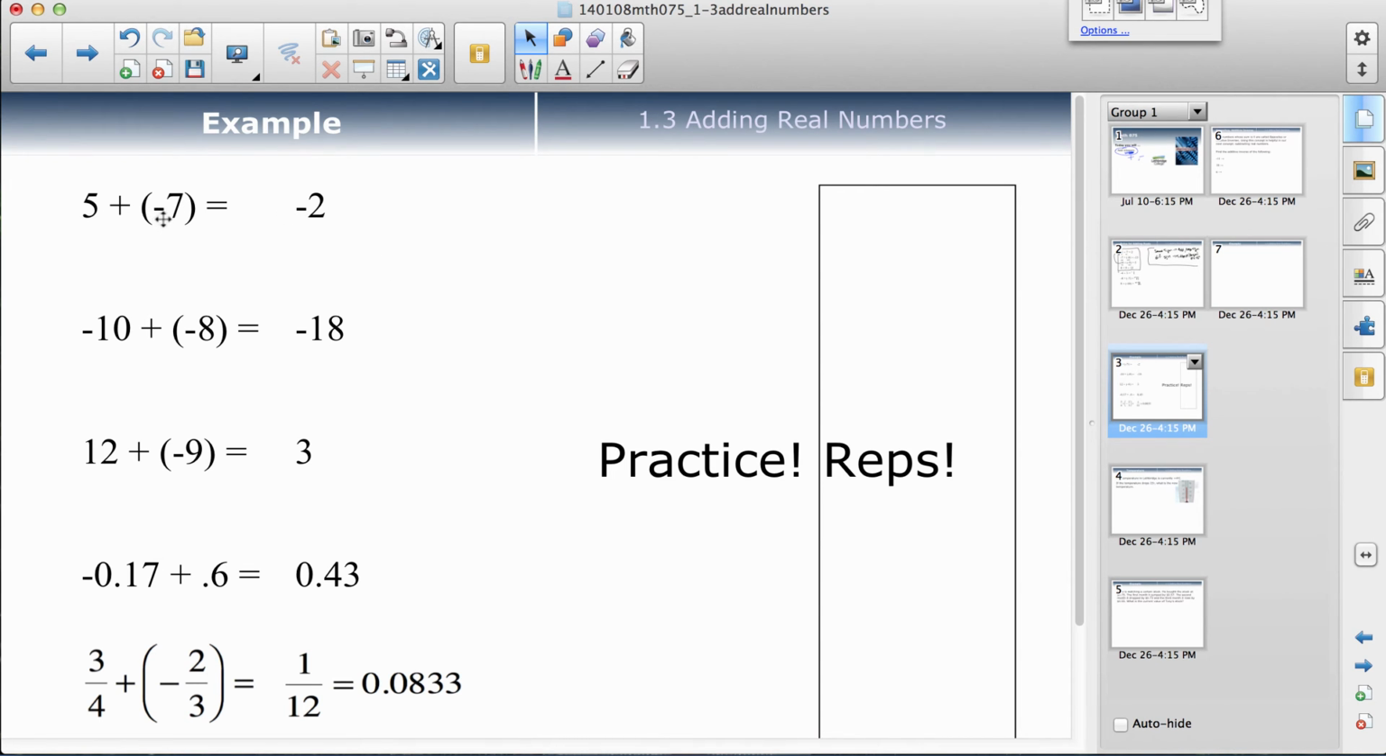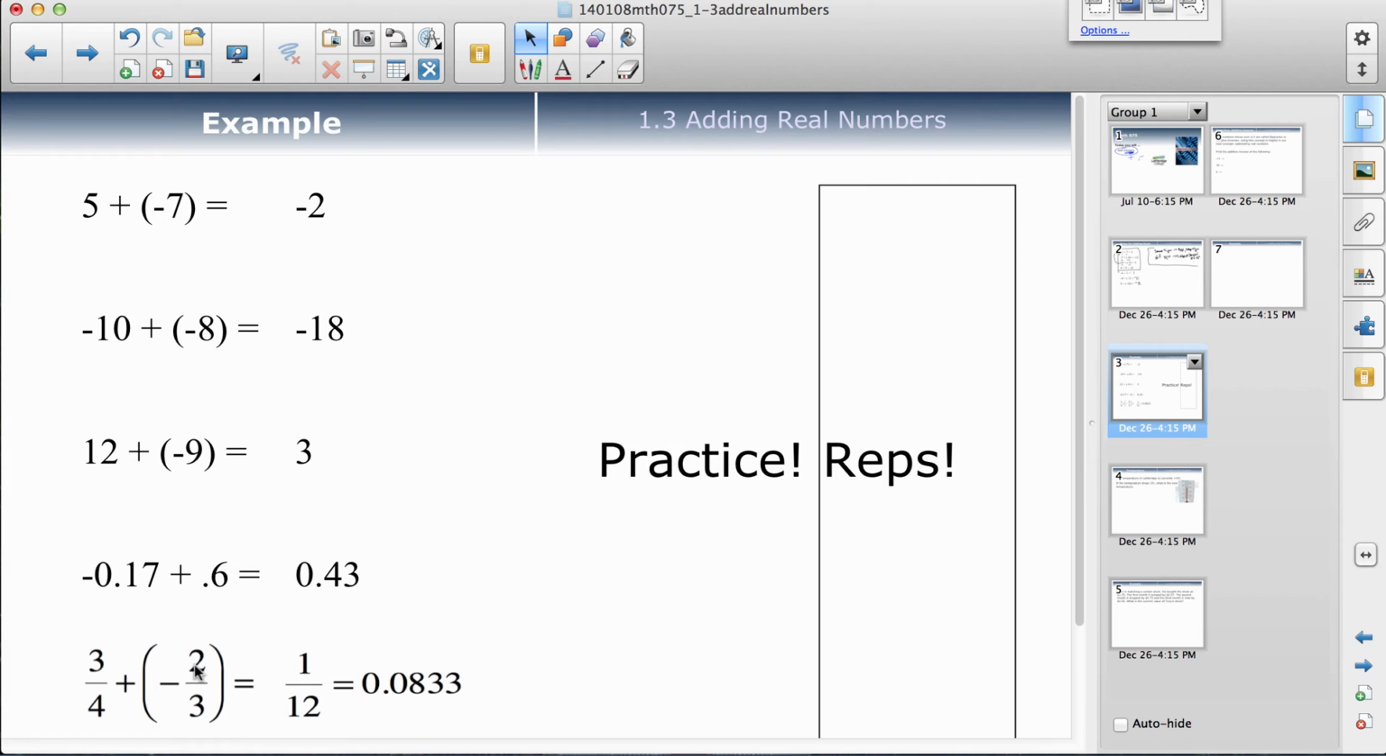Different signs, subtract, 5 take away 7 take away 5 is 2. This one's further from 0, that's its sign. Same sign, add, 18, keep the sign. Different signs, subtract. This is further from 0, so it's got to be positive. Different signs, subtract, and so you subtract those, you get 0.43, further from 0, positive.